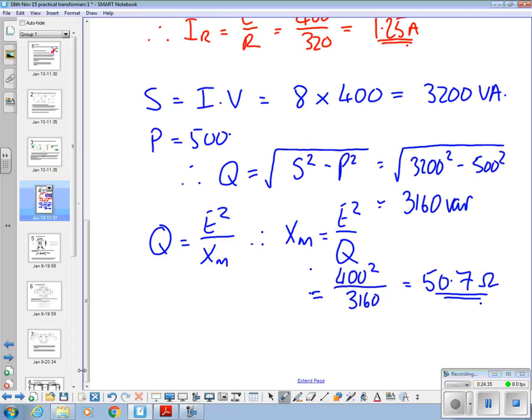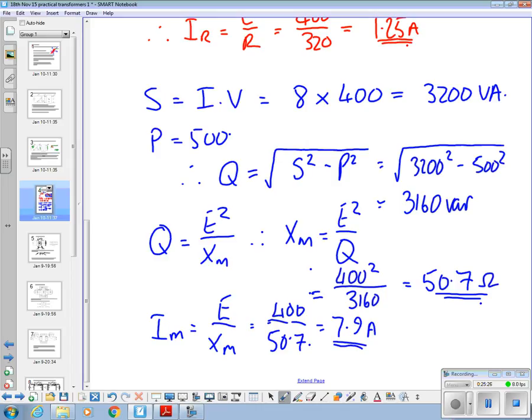IM. What do they equal? IM must equal E over Xm, which is 400 over 50.7, 7.9 amps. And 7.9 amps and 1.25 amps make 8 amps, because that's Kirchhoff's current law.